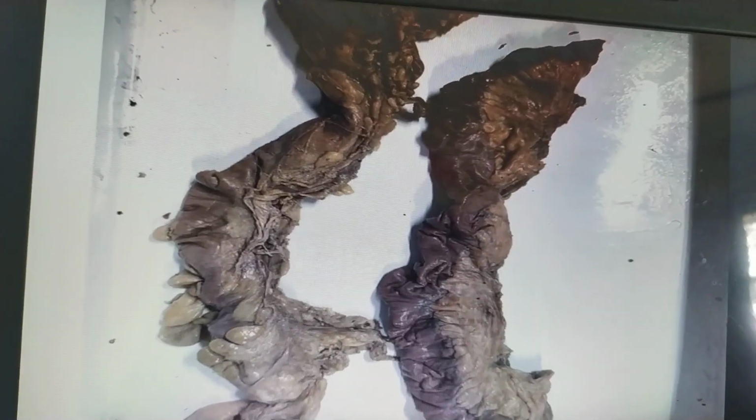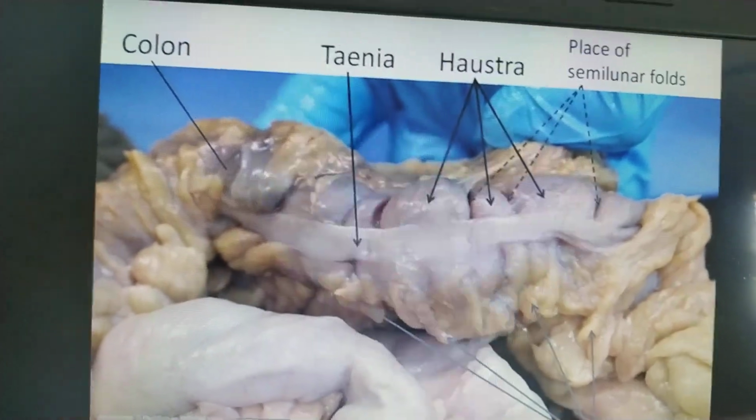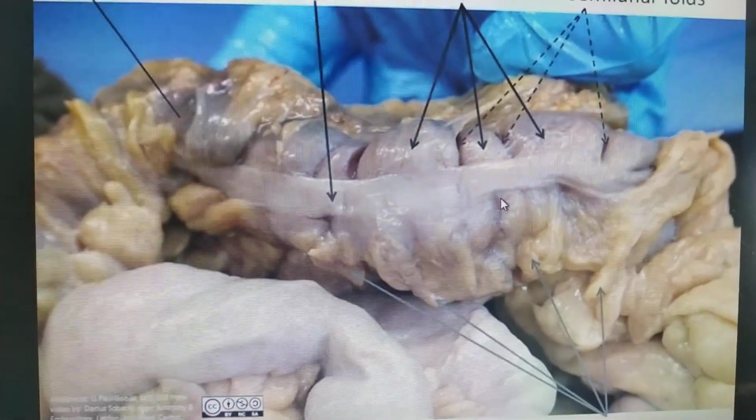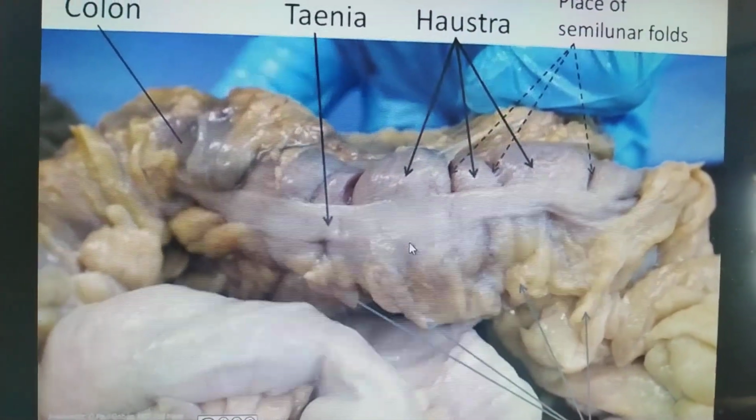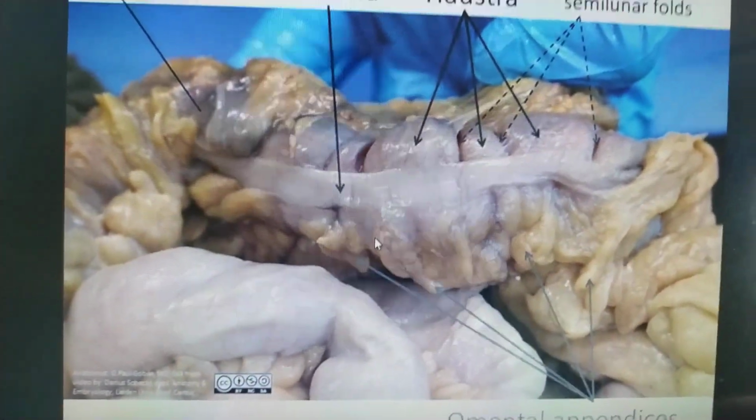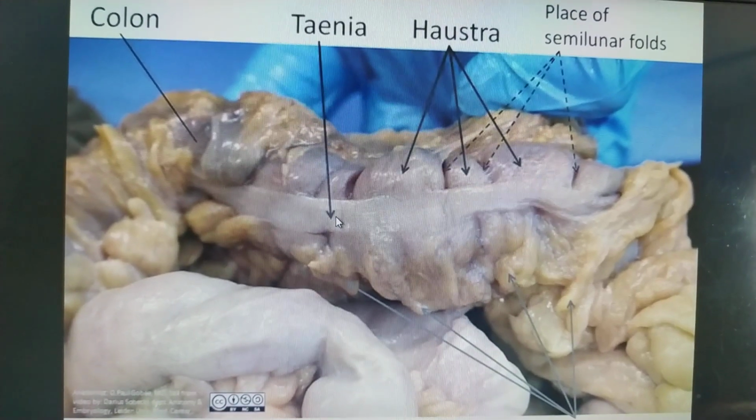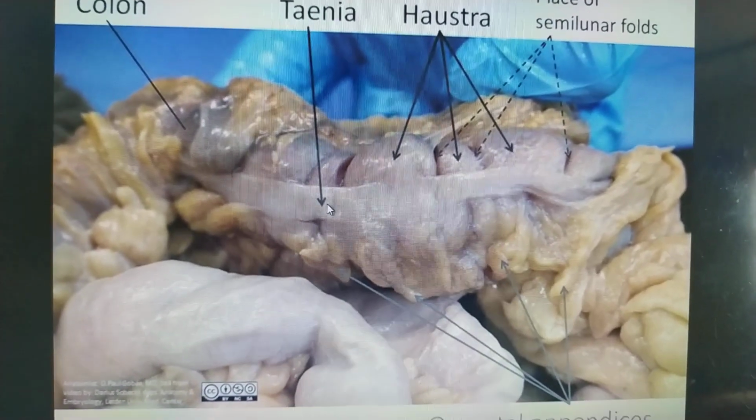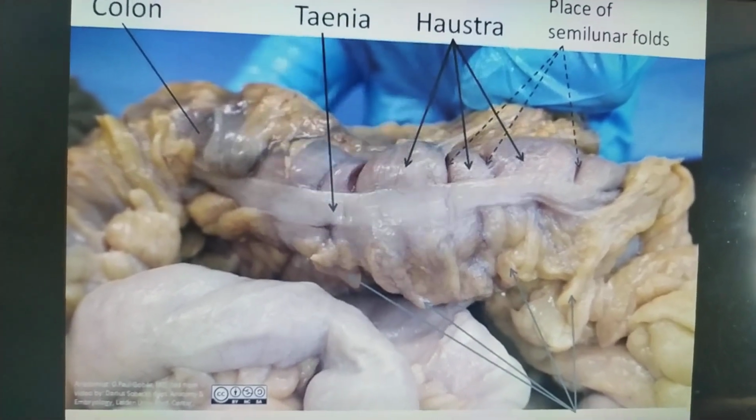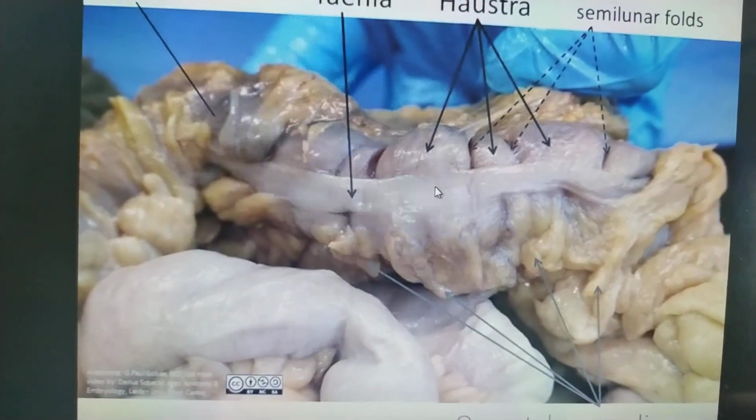Now coming to the most important three features of the large intestine. Now here you can see these are the taenia coli, then the haustration, and this is the appendices epiploicae. Okay. Now first of all, about the taenia coli. So what is taenia coli? Now these three things are only present in the large intestine, but absent in the small intestine.